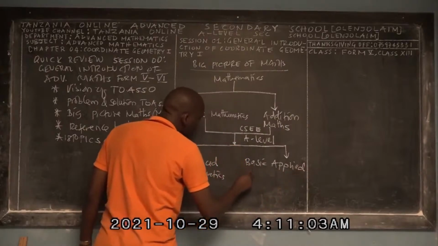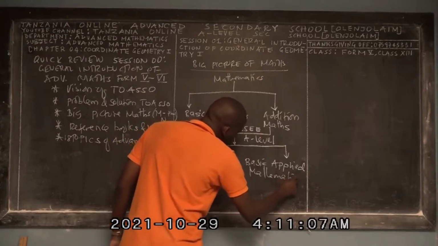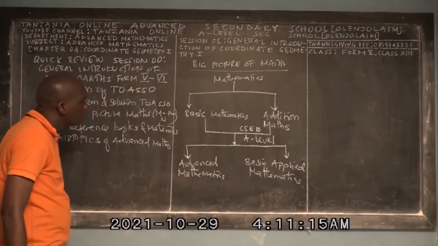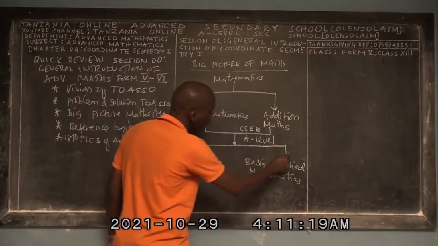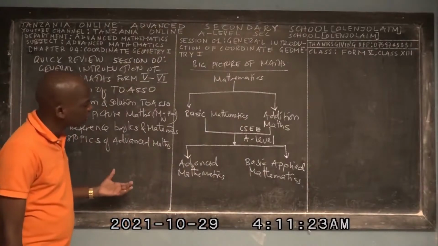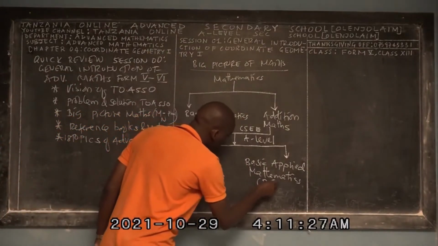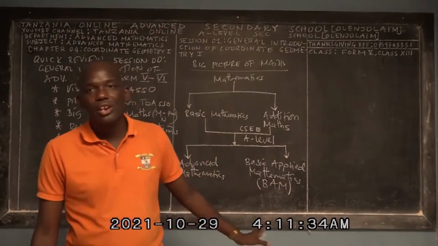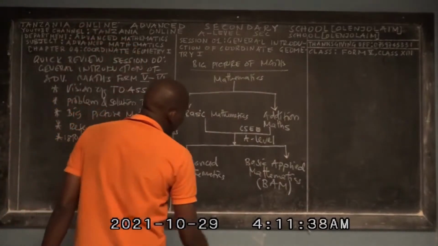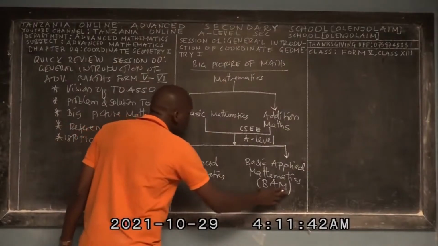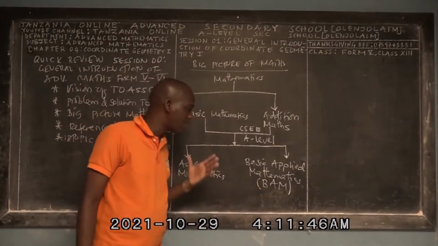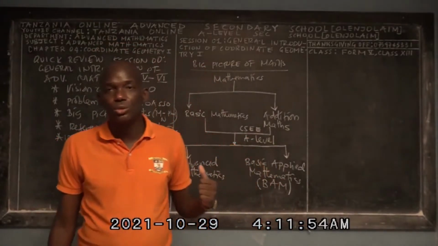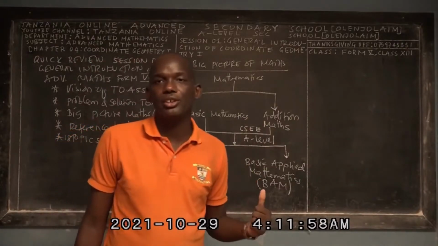The good news also is that I'm teaching basic applied mathematics for the 2 classes in Tanzania Online Advanced Secondary Education. Right now we have an official YouTube channel, but later on we'll also enlarge the tent into different platforms. Advanced mathematics and basic applied mathematics, in short we call it BAM. Both of these subjects are 2-year subjects for Form 5 and Form 6. Basic applied mathematics is for all advanced students who are studying business subjects or science subjects and are not studying advanced mathematics, but they need mathematics as a tool in learning the core subjects of their combinations.